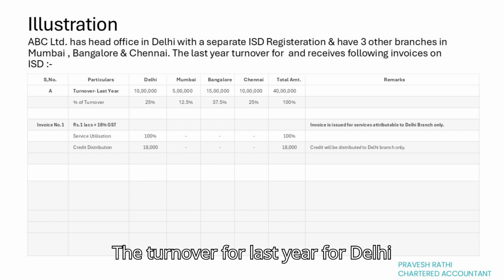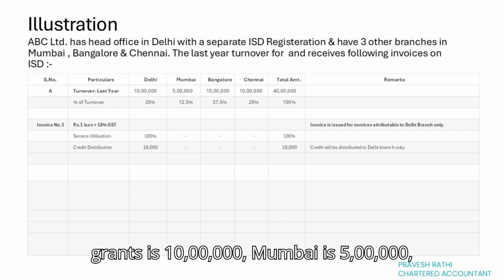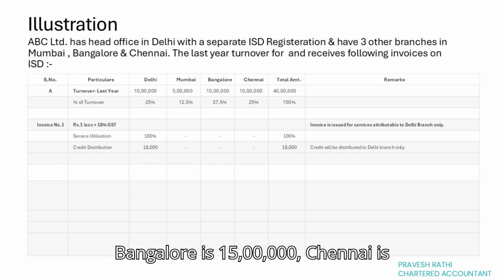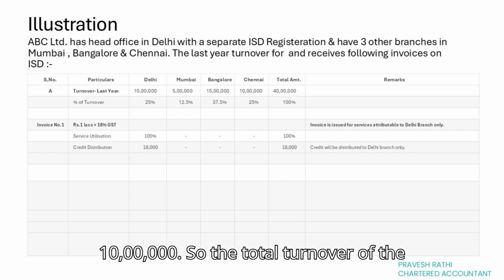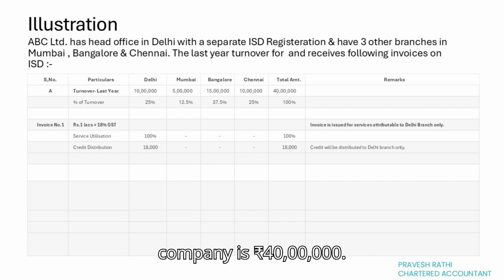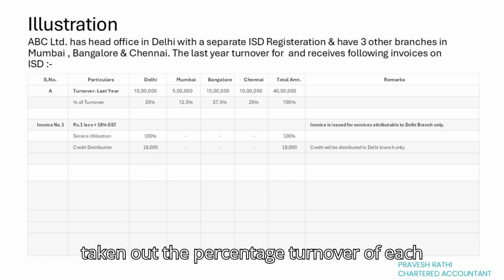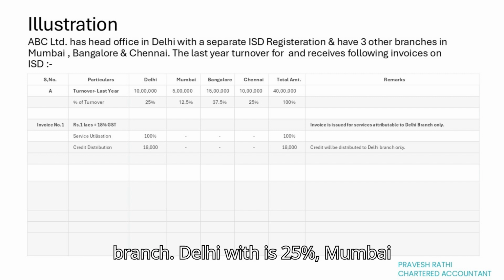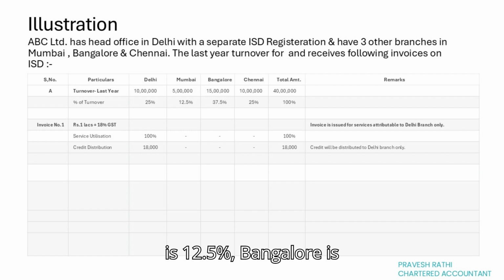The turnover for last year for Delhi branch is 10 lakh, Mumbai is 5 lakh, Bangalore is 15 lakh, Chennai is 10 lakh. So the total turnover of the company is 40 lakh rupees. So we have taken out the percentage turnover of each branch. Delhi is 25%, Mumbai is 12.5%, Bangalore is 37.5% and Chennai is 25%.